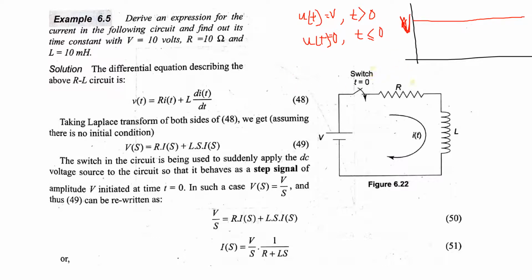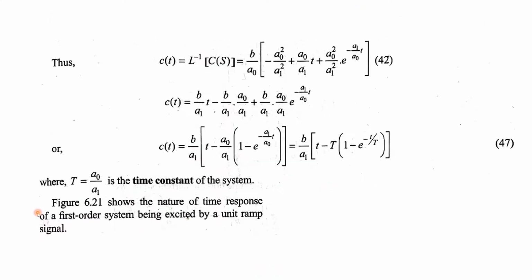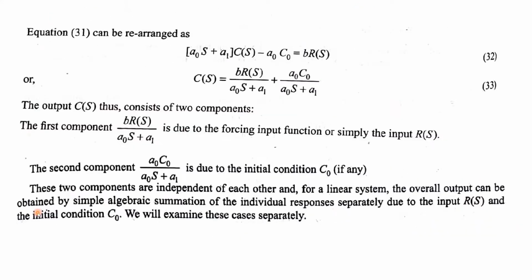Now if you perform the Laplace transform for a step signal, then we get V by S. If V is the magnitude, that means if u(t) equals V, then U(s) equals V by S. That we saw in the last class, if you can remember.